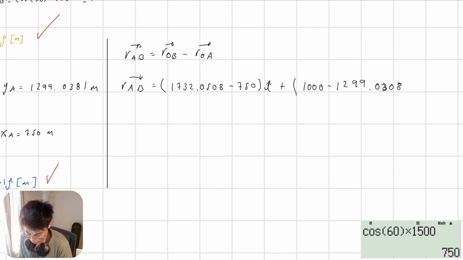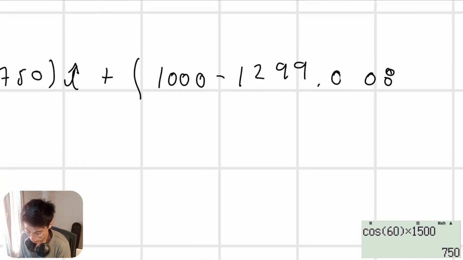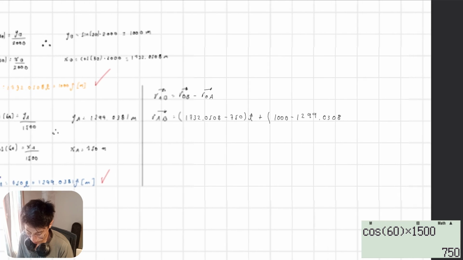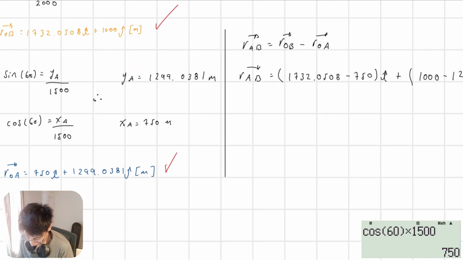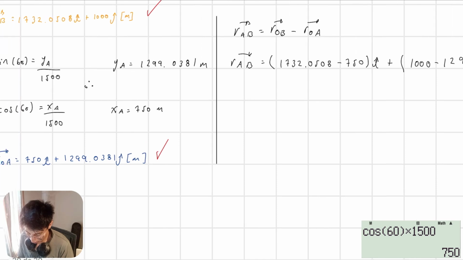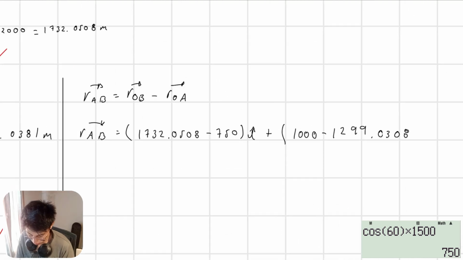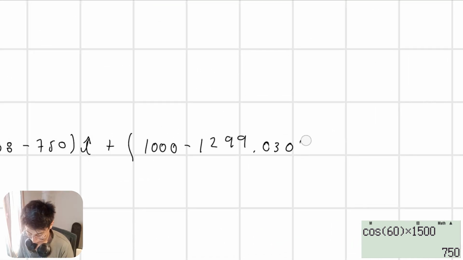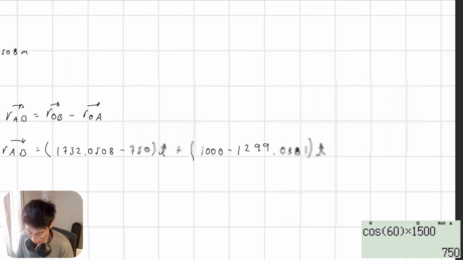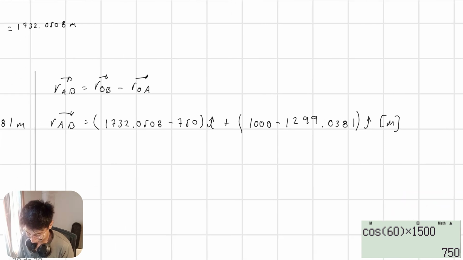1299.0381. Once again, I do not like this number. I'm sorry, 0381. Close parentheses on the J direction, and this is in meters.